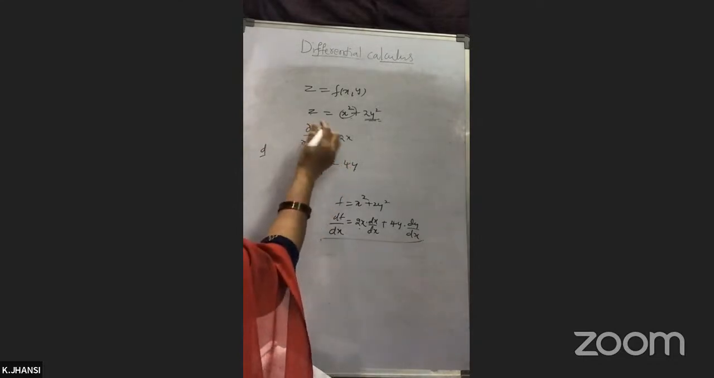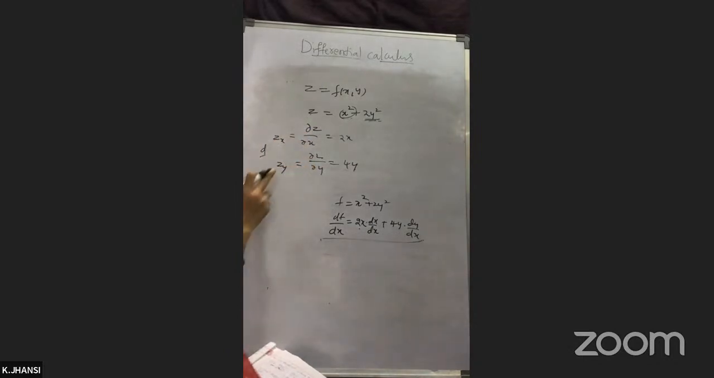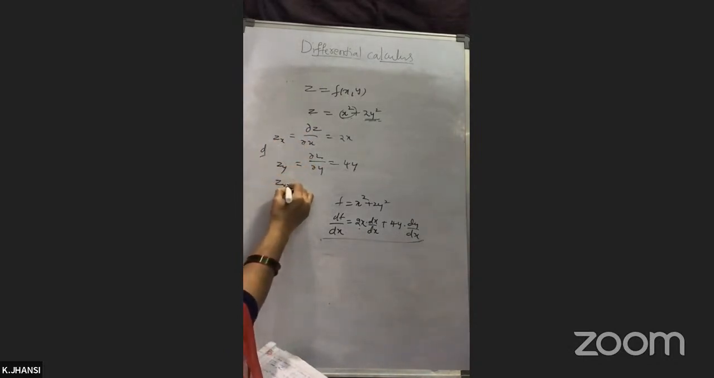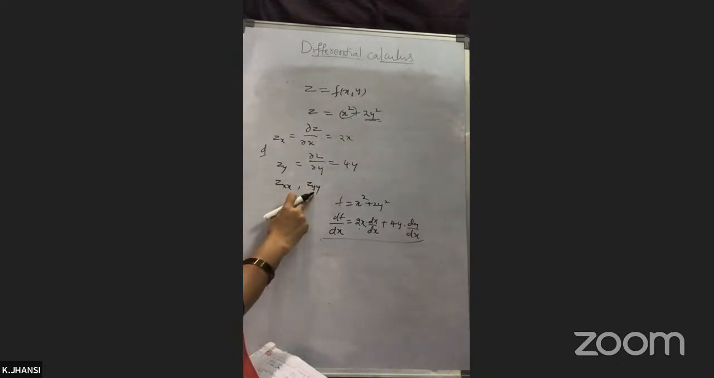Here, if it is first order, we represent it like this. If you write it two times with respect to x, it is called the second order. And if you write it like this, it is the second order with respect to y.